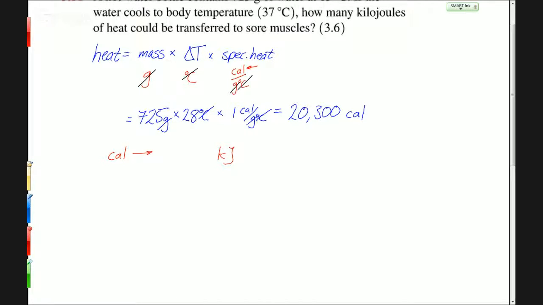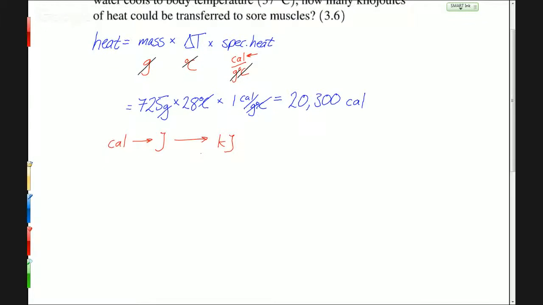What's going to be our intermediate step, since we don't know a conversion between calories and kilojoules? Or we can't necessarily look that up. So where would you go in between? Probably joules. We can look up calories to joules, and then we know joules to kilojoules because we know that there's got to be 1,000 joules in a kilojoule. That's what that kilo prefix means.